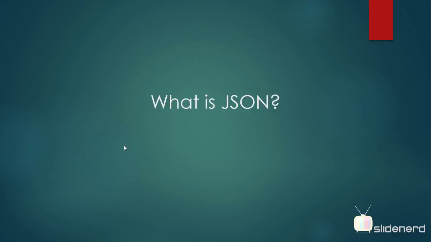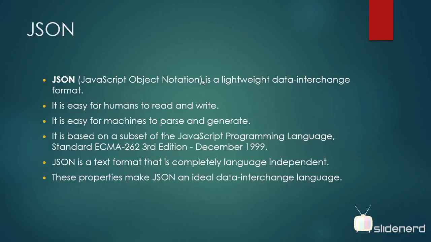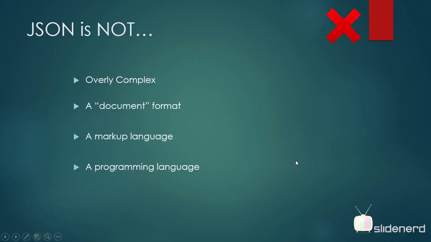So let's get started. First question, what is JSON? JSON is a data exchange format, very similar to XML but very different. So if you see, JSON is basically a text format that is completely language independent. In other words, you can have a server in PHP and your Android app can communicate with the server with the help of JSON data. It's not complex, it's not a document format, and it's definitely not a programming language.